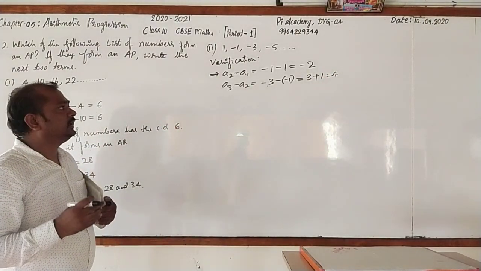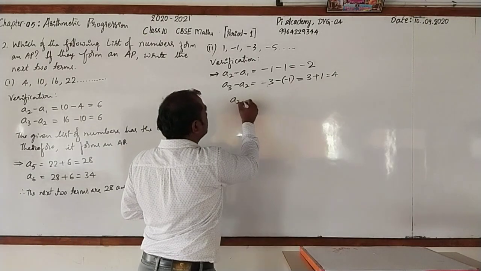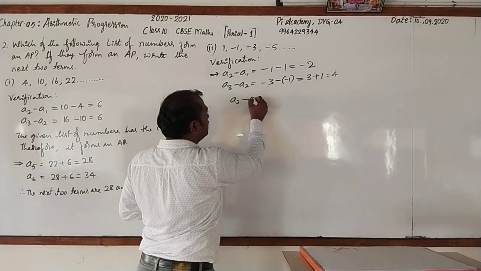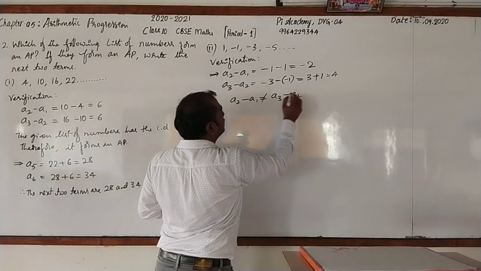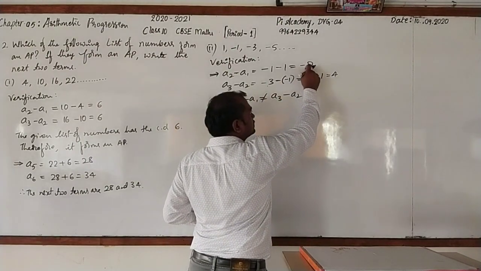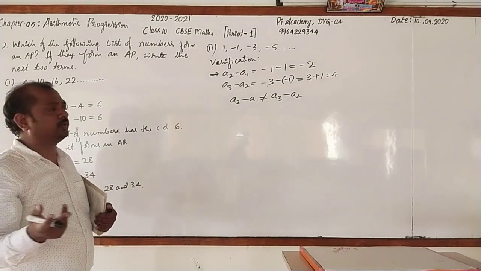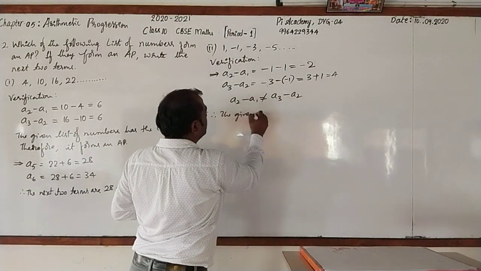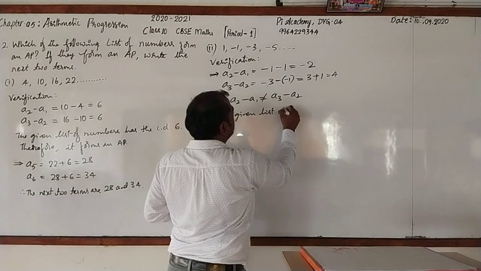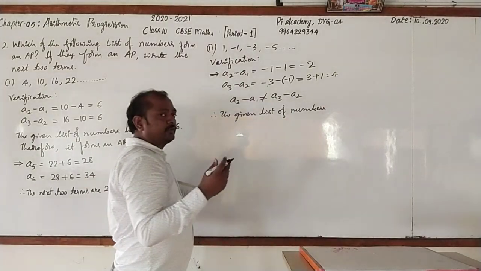Does it form an AP? Not at all. The reason is here A2 minus A1 is not equal to A3 minus A2. A2 minus A1 is minus 2. A3 minus A2 is 4. Minus 2 will never be equal to 4. Therefore, the given list of numbers will not form an AP.